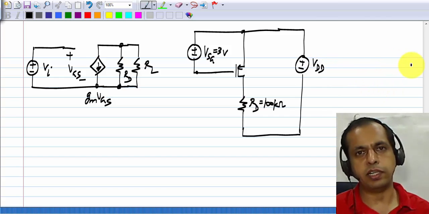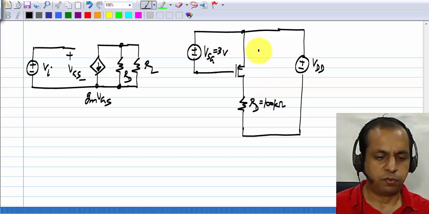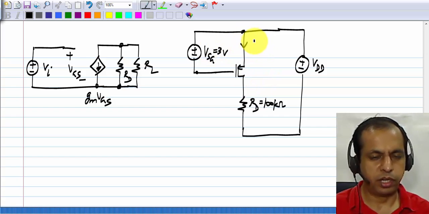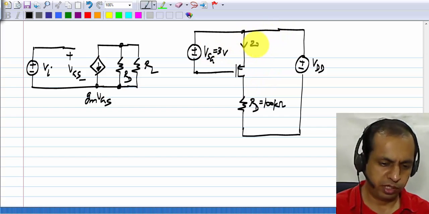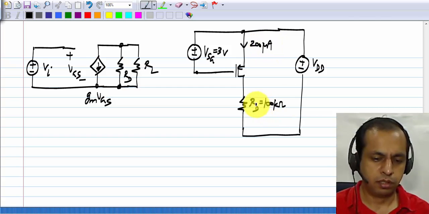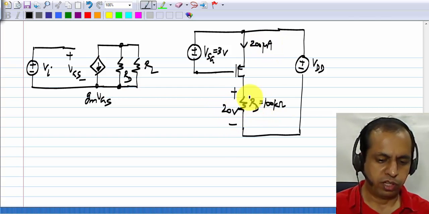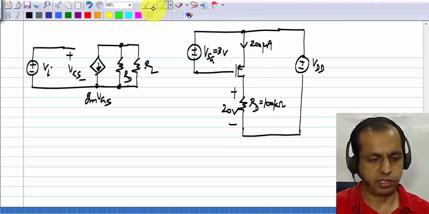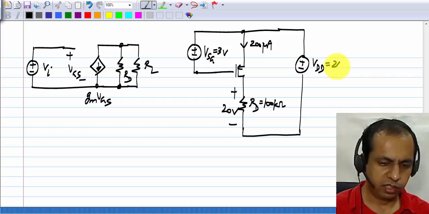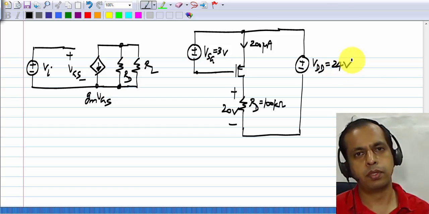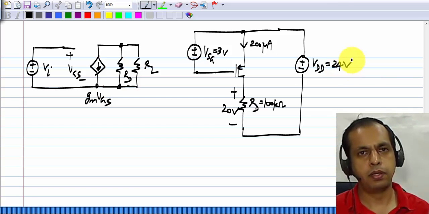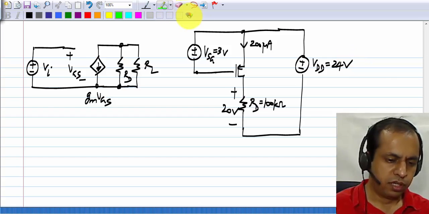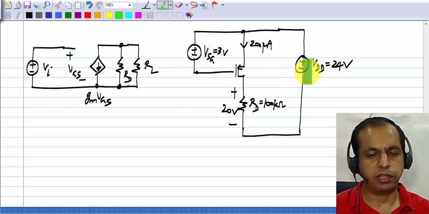I'll still call it VDD like that. Okay. Now we know that for VSD equals 3 volts, the drain current of the MOS transistor will be 200 microamperes, and this will be 20 volts, and we wanted 4 volts across the MOS transistor, so this VDD will be 24 volts. Okay. Now like before, I don't want to use 2 separate DC sources.